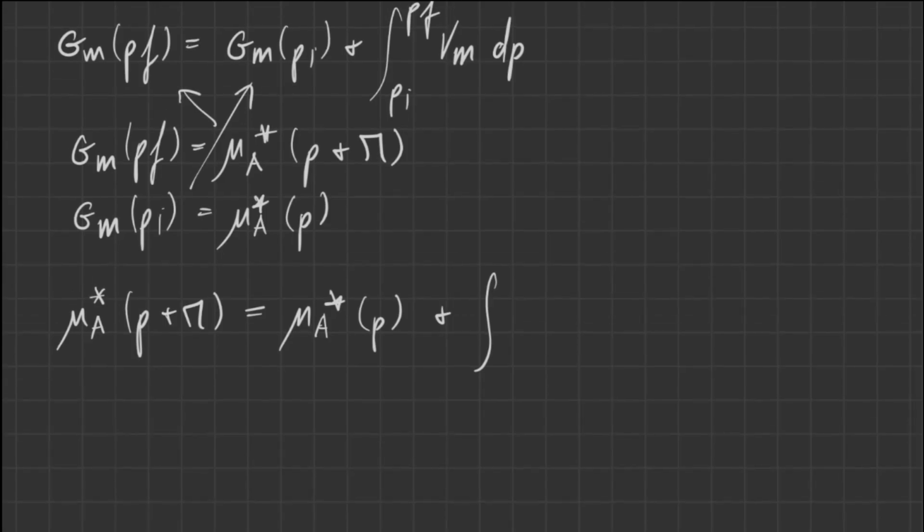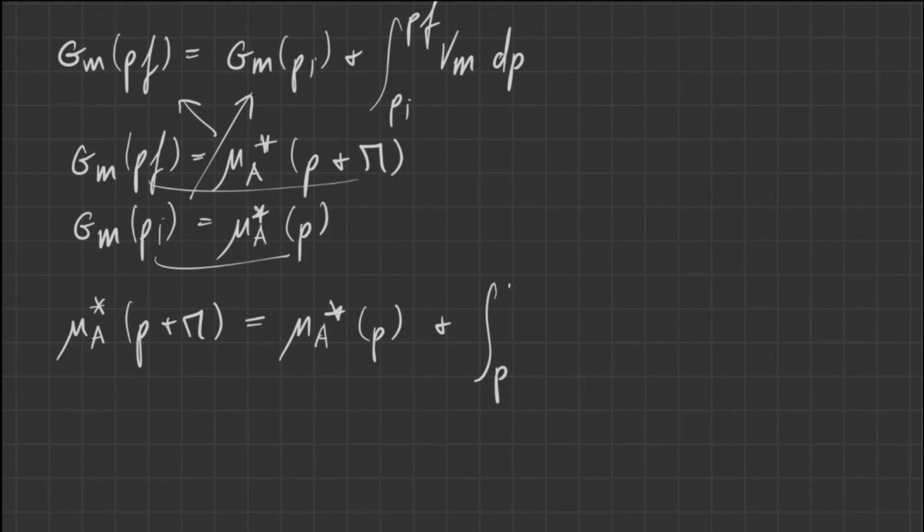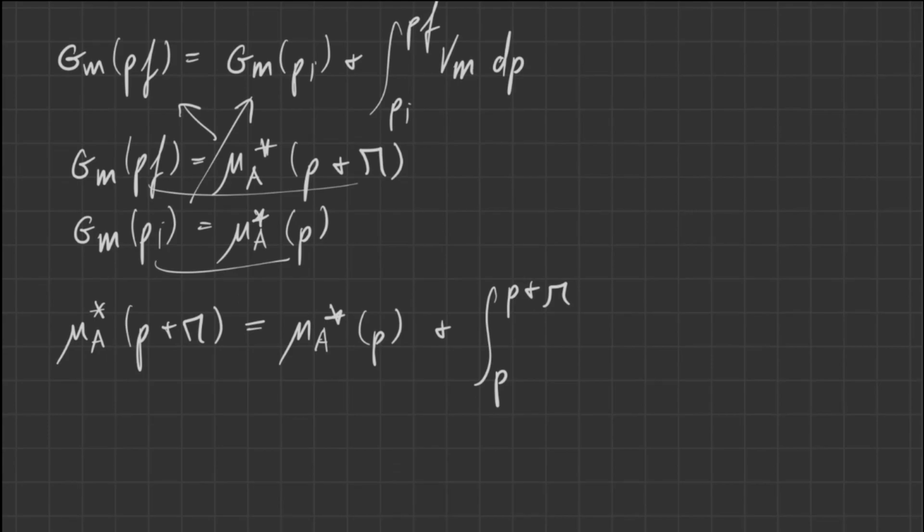So your initial pressure is going to be this P, and your final pressure is P plus capital pi, times your molar volume dP.